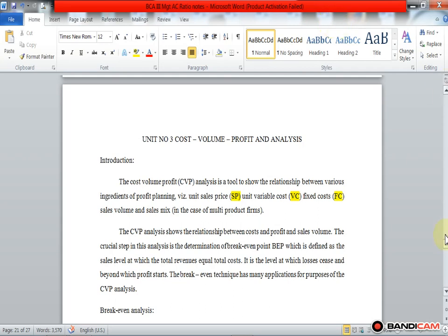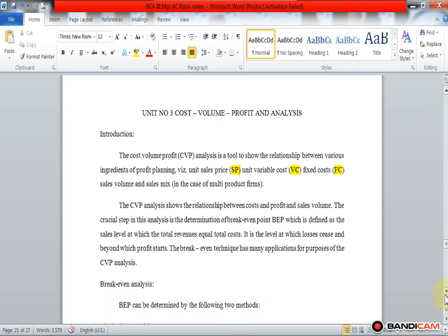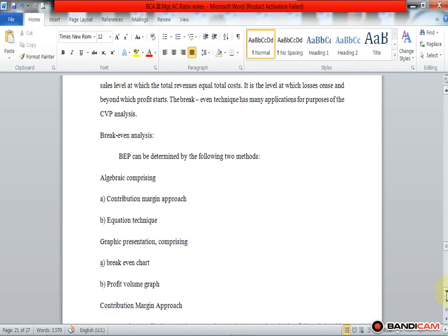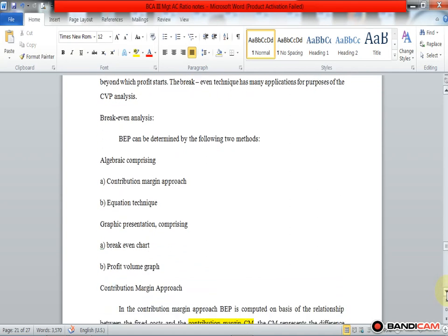Here, break-even analysis, BEP, can be determined by the following methods: algebraic comparison and graphical presentation. Algebraic comparison means a contribution margin approach or equation technique. We use the formula and find out the BEP. Graphical presentation includes the break-even chart and profit volume graph.